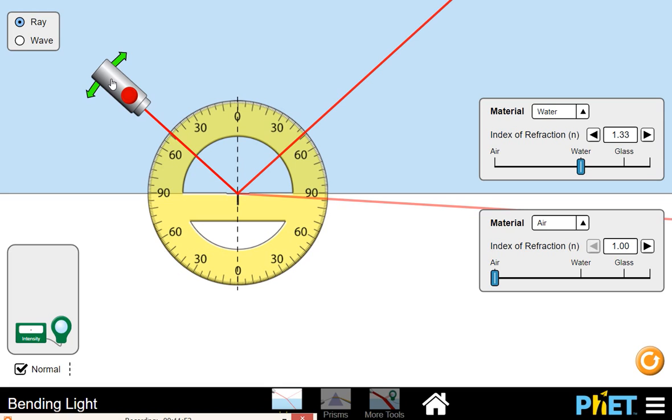So I'll just slowly go. As you can see, it's very hard to make the refracted ray sit on 90 degrees. So I've got it very close. So here, when the refracted ray is near 90 degrees or on 90 degrees, we call this angle here.